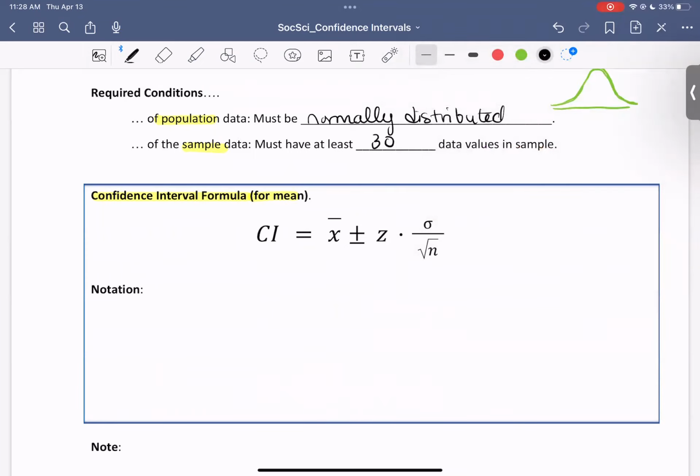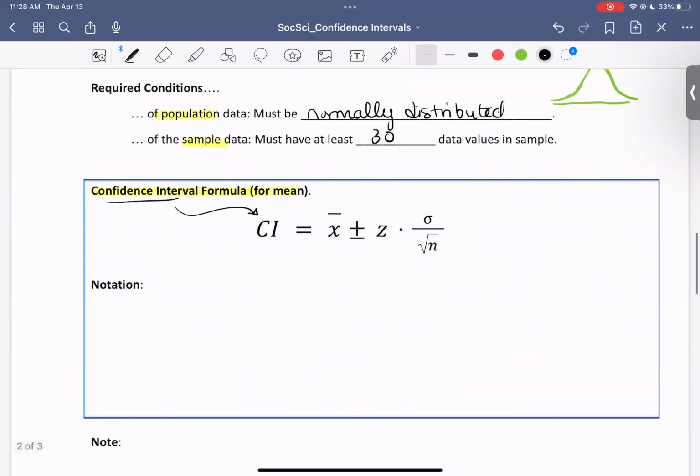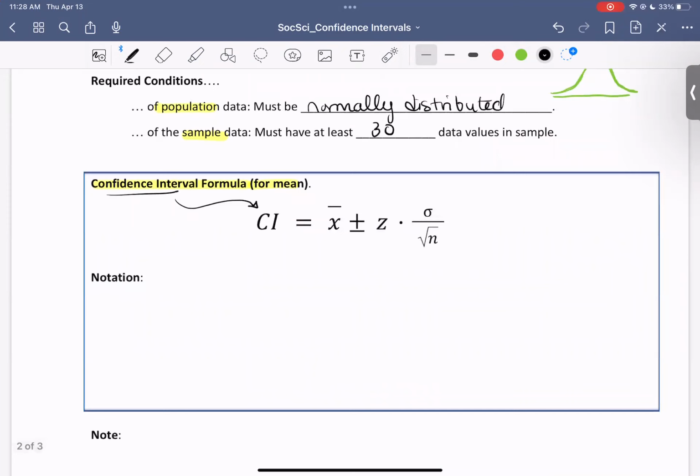So CI, that's confidence interval, is equal to, so we begin with X bar, which is our sample mean, plus or minus Z, there's where that Z comes in, times sigma over square root of n. So let's unpack this notation. We already saw what X bar is, but I'm going to write it again. X bar is equal to the sample mean.